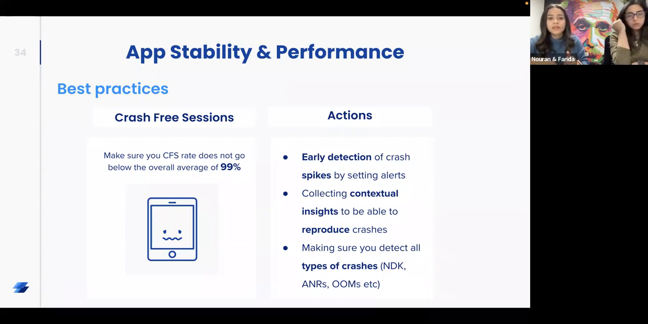So what a crash spike is, it's a sudden increase in your crash rate based on some issue on your app. And the way you can do this is by setting proactive alerts that can detect these spikes before they actually reach a very high number of users and result in bad reviews and drops in crash-free sessions.